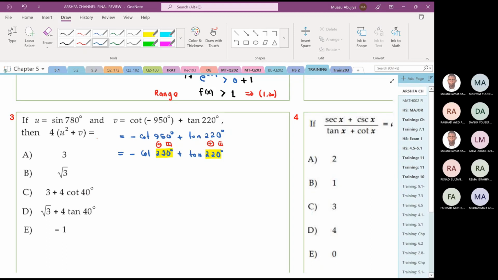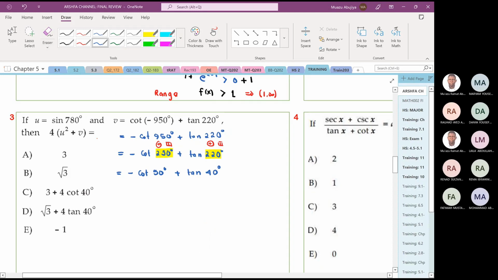So here we can say this is going to be equal to minus the cotangent. Now what is the reference angle? That is going to be 50 degrees. How do we get 50 degrees? We say 230 degrees minus 180 degrees, which gives us 50 degrees. And then plus, here we have the tangent. Again, the reference angle, this is 220, so it is going to be 40 degrees. We have tangent of 40 degrees.